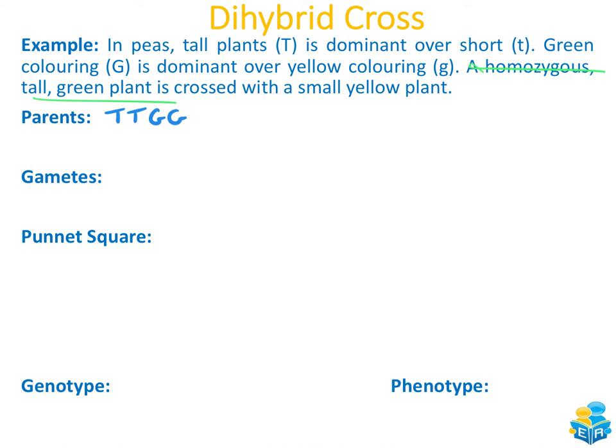And then the other one is small and yellow. The only way that can happen is if the recessive genes are there, and we have to have two copies of each. So it's going to be crossed with small t, small g, small g.